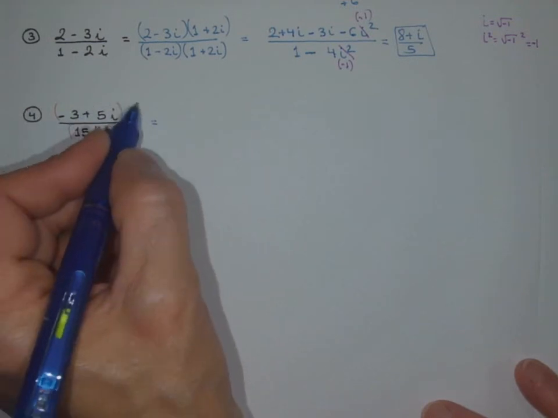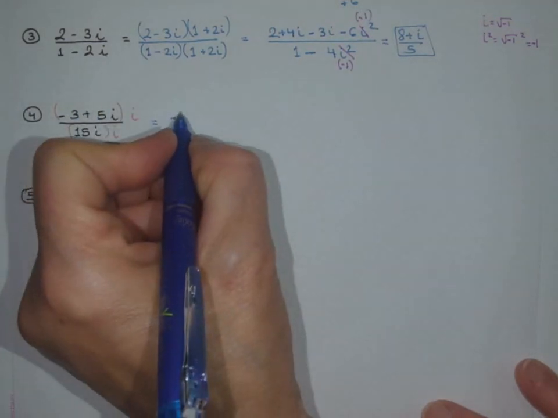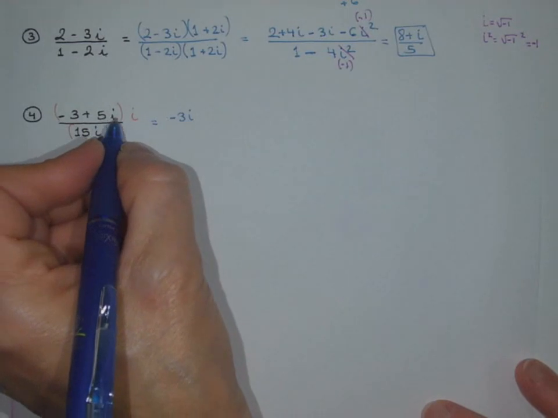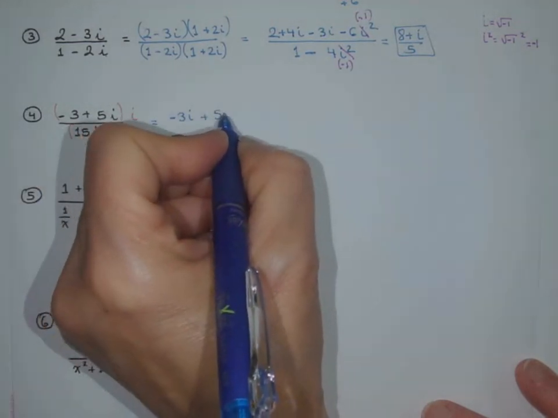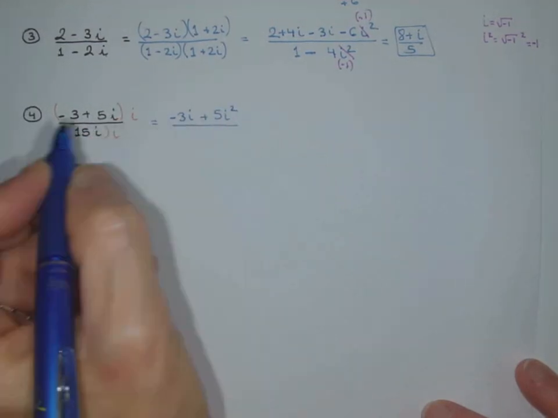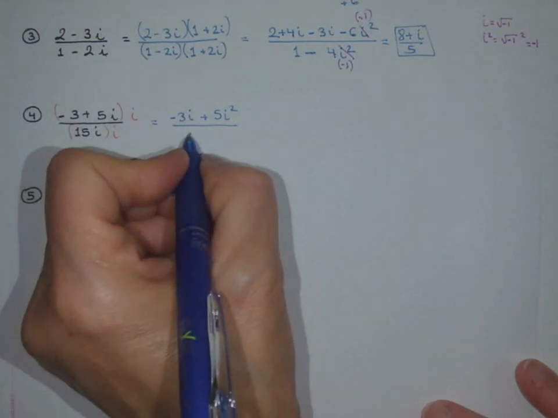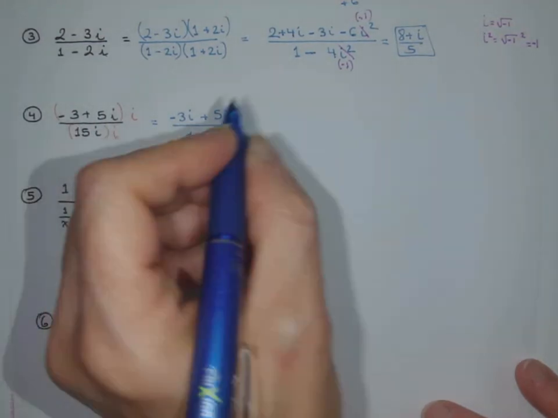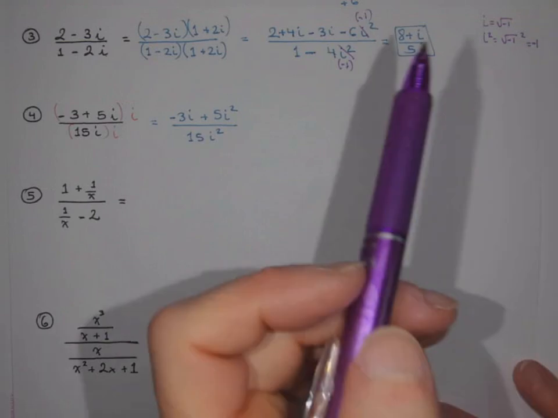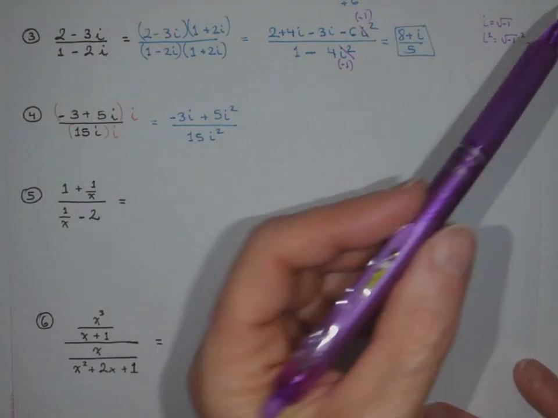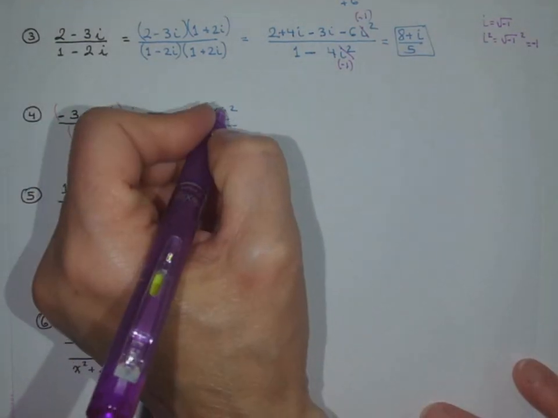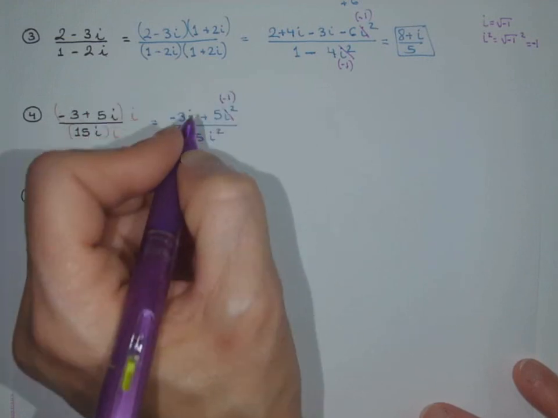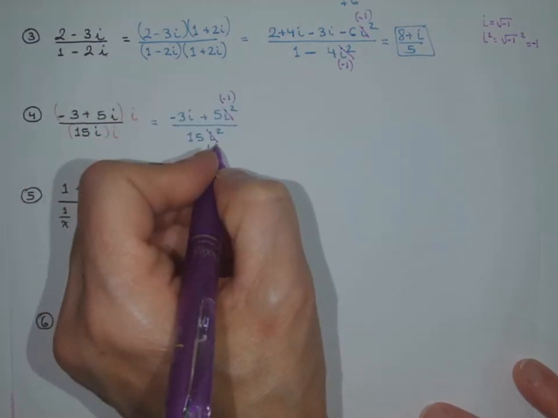So we're going to distribute this i. So we have negative 3i. And then a 5i times i will be a 5i squared. And then down here we'll have a 15i times i, which is i squared. And remember we said i squared is equal to negative 1. So this here just goes to negative 1. And this here just goes to negative 1.